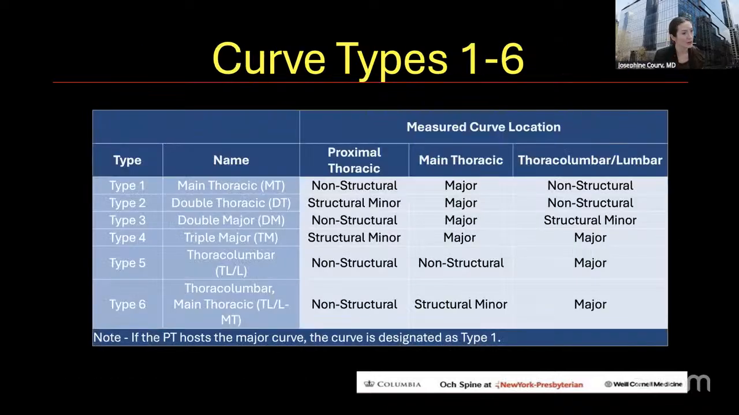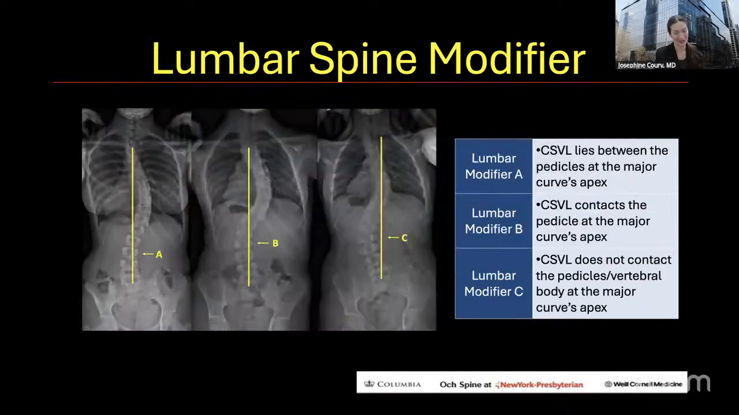So this is the summary of the curve types. I'm sure you all have seen this table before, but there's different names for which curves are major, non-structural, structural, minor. And the first three all have the main thoracic curve as the sole major curve. Type 4, it's a triple major, the main thoracic and thoracolumbar are both considered major curves. But in 4 through 5, the thoracolumbar curve is also a major structural curve. So that's part 1 of the classification.